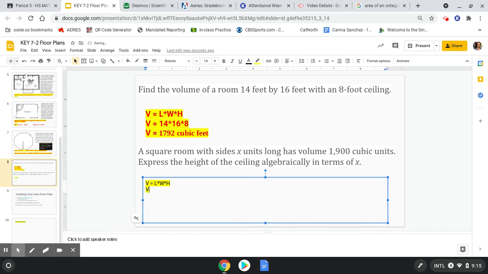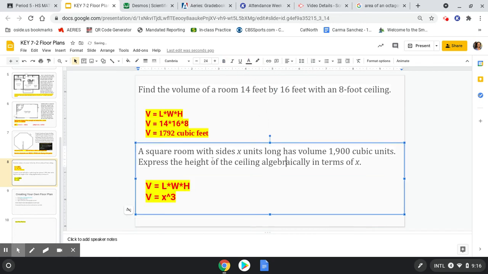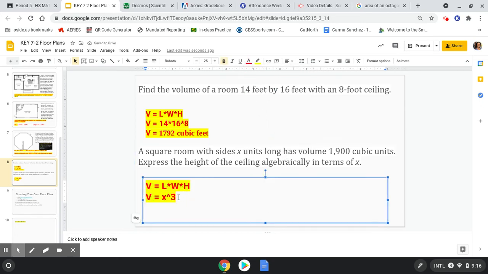So we're going to say that the volume is equal to x cubed, or x to the power of 3, when I plug that all in. And they want us to express the height in terms of x, so we're going to take the cube root of both sides, and we would get x is equal to, actually I'm going to do the insert equation here.